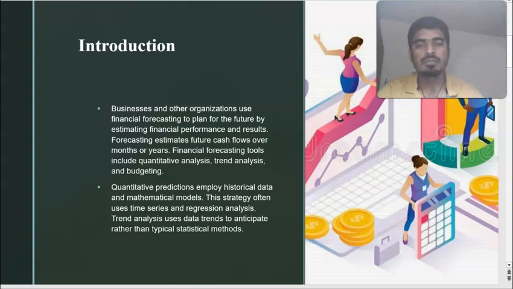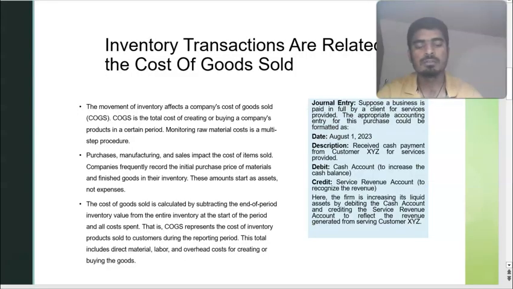Quantitative predictions employ historical data and mathematical models. This strategy often uses time series and regression analysis. Trend analysis uses data trends to anticipate, rather than typical statistical methods.